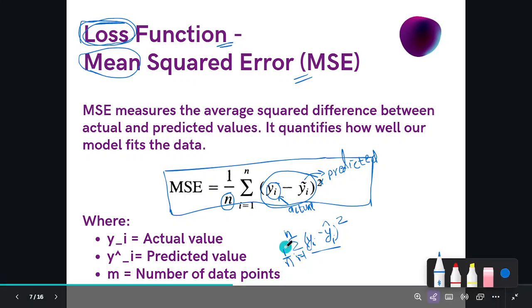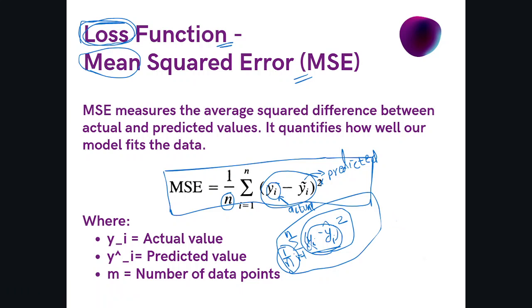From this we get the mean, from this we get the error, from this we get the squared error, and from the whole formula we get the mean squared error, which is our loss function, which will be helping us further to optimize our model parameters, to find the best line for prediction. So let's move on to the next slide.